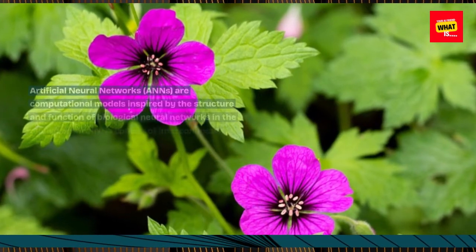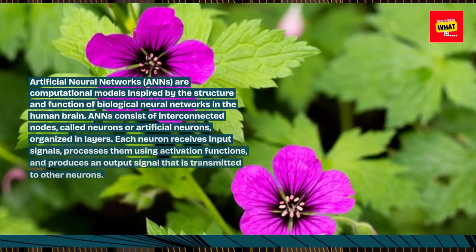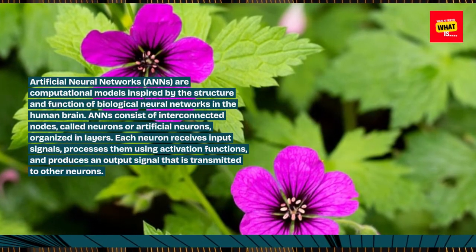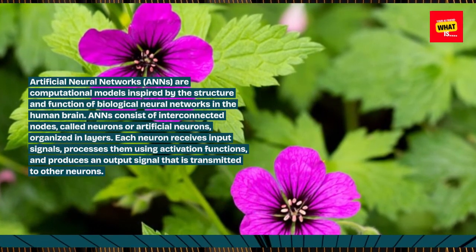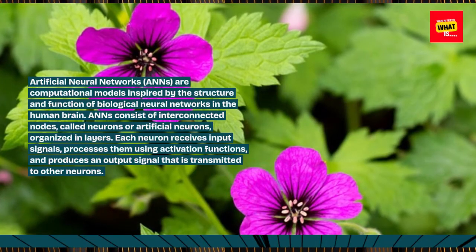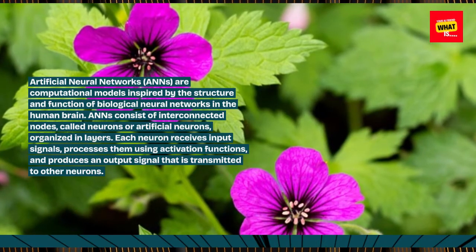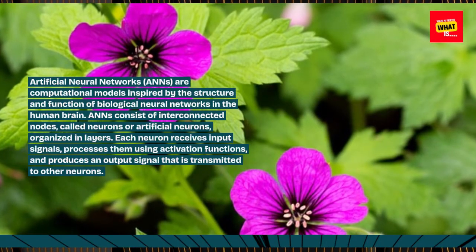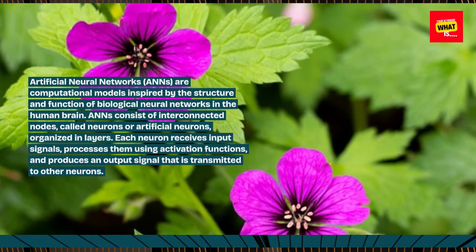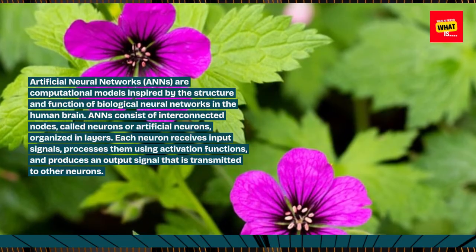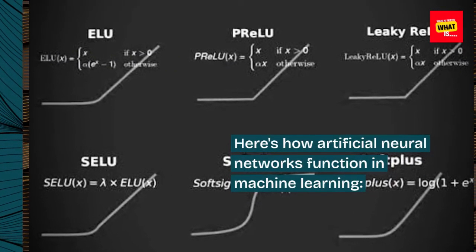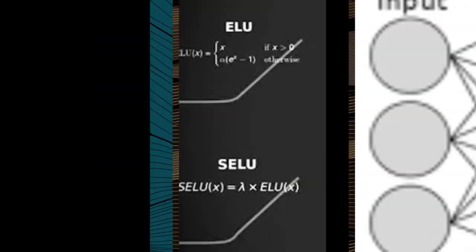Artificial neural networks, ANNs, are computational models inspired by the structure and function of biological neural networks in the human brain. ANNs consist of interconnected nodes, called neurons or artificial neurons, organized in layers. Each neuron receives input signals, processes them using activation functions, and produces an output signal that is transmitted to other neurons. Here's how artificial neural networks function in machine learning.